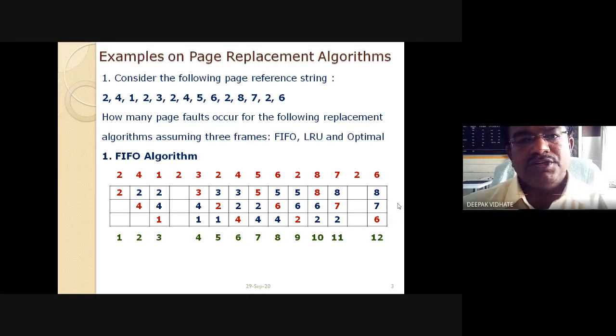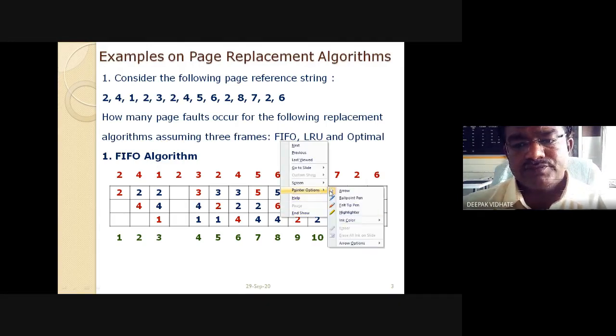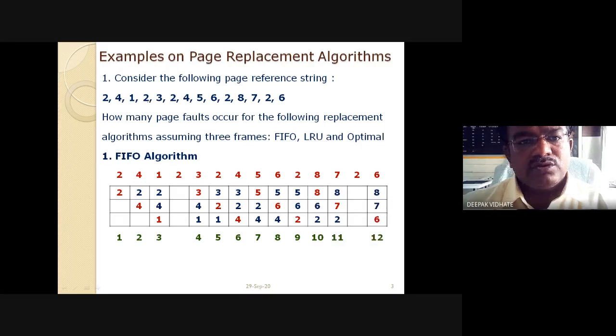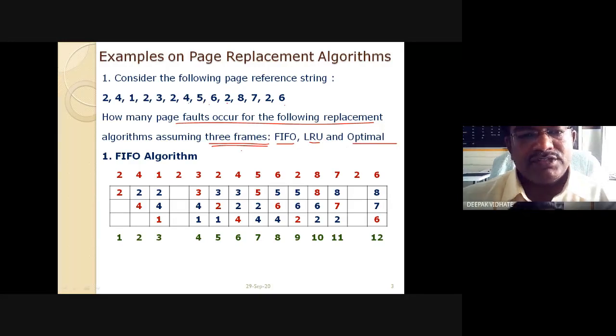The page reference string is given here: 2 4 1 2 3 2 4 5 6 2 8 7 2 6. How many page faults occur for the following replacement algorithms using 3 frames? Now always we have to see how many frames we are going to use here. The 3 frames we have to take, and for these 3 algorithms, that is FIFO, LRU and optimal. So let us start with the FIFO algorithm.